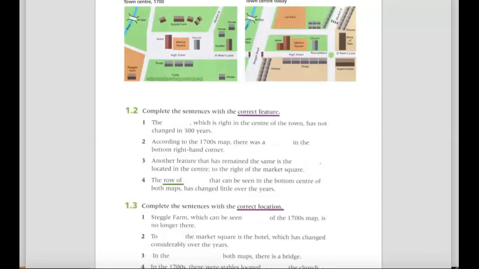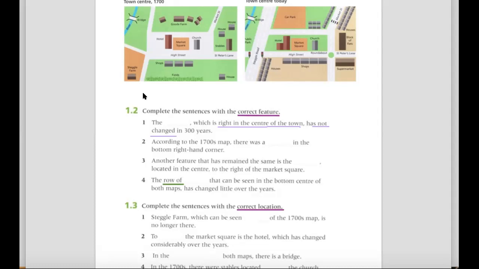So another thing that's important is using the correct feature. So features are the things that we can see on the map. So let's try and complete these sentences using the correct feature on the map. So like with processes, you want to use all the words that they give you on the map. So let's have a look at sentence 1. The something, which is right in the center of the town, has not changed in 300 years. Okay, so this here has not changed.